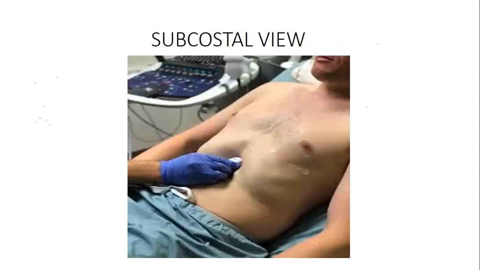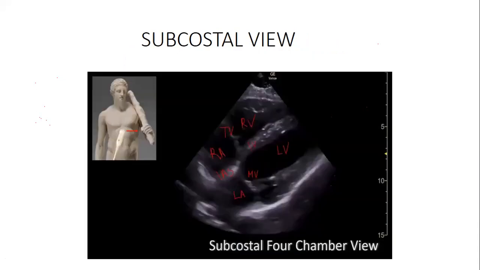Subcostal view. Remember, I talked about this. The patient can remain in supine. Flex the knees so that you can relax the abdominal muscles and the patient is not tense. Put your probe, pick your subcostal. Best view for pericardial effusion, and also to quantify certain congenital defects. Okay, this is a very important view. This is how it looks, the subcostal view.